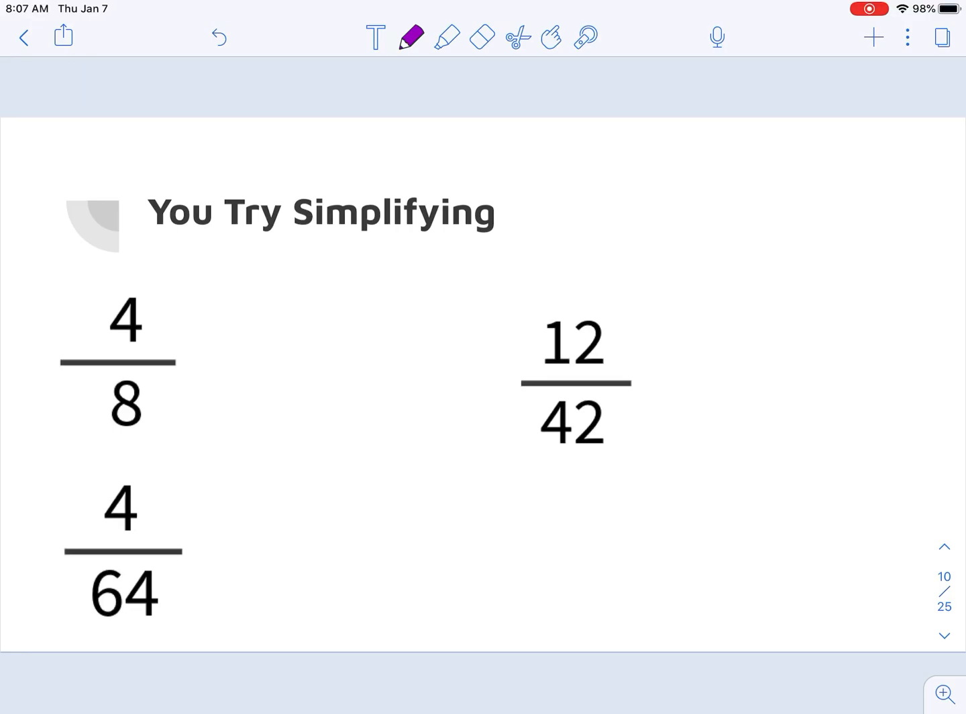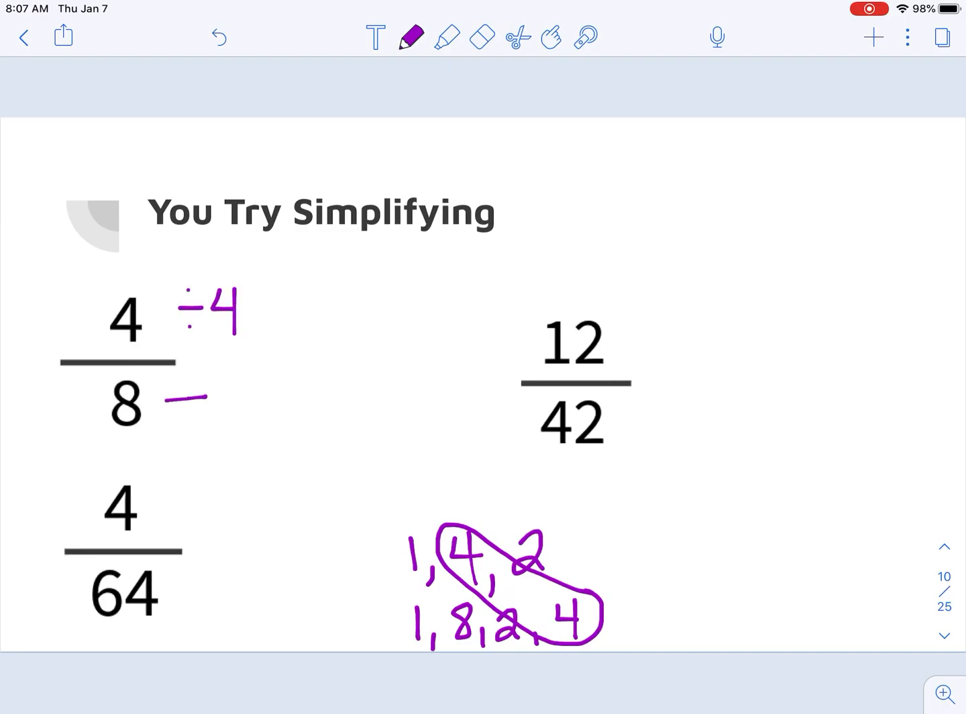So for 4/8, remember the first method we talked about was listing out the factors. So if I list out factors of 4, I know that 1 times 4 makes 4 and 2 times 2 makes 4. If I list out factors of 8, I know 1 times 8 makes 8 and 2 times 4 makes 8. I see that the greatest common factor or biggest common factor is 4. They both have a 4, so I will divide the top and the bottom by 4.